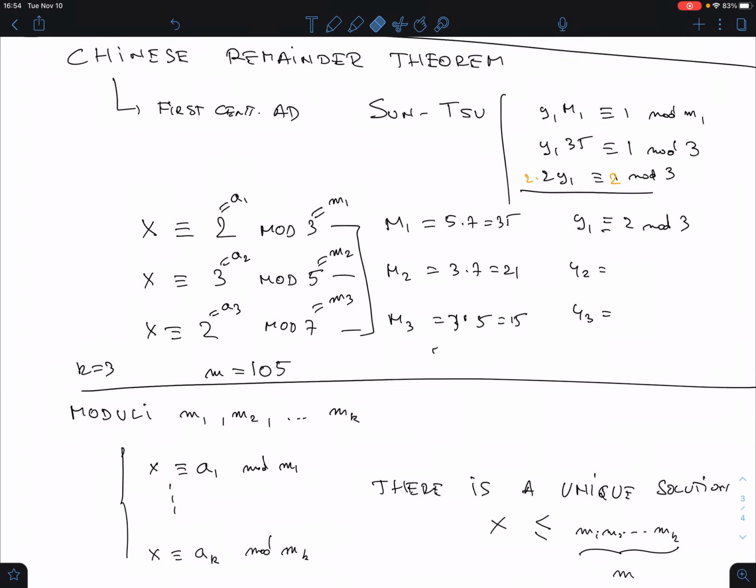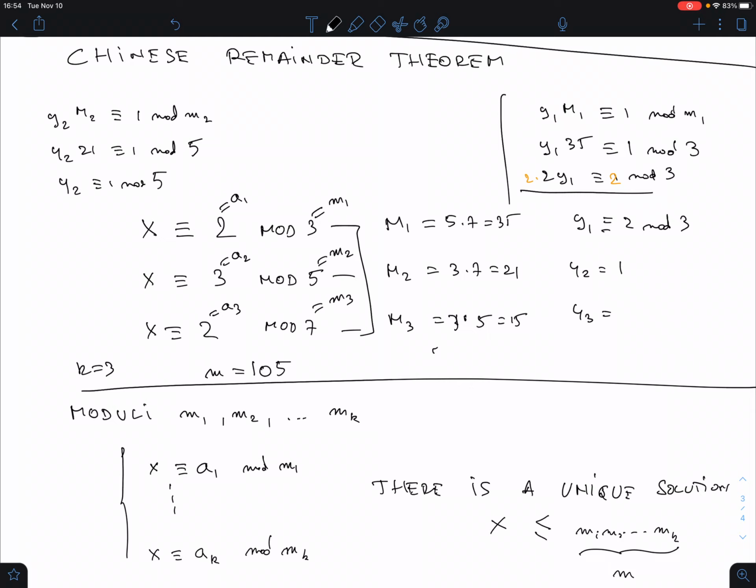I'm going to keep doing this here. So we now have to solve y2 M2 is equivalent to 1 mod little m2. What is everything? y2 we don't know yet. Capital M2 is 21, has to be equivalent mod, and our modulus is now 5. But 21 mod 5 is what? It's 1, right? There's nothing to do. y2 is equivalent to 1 mod 5. So we're there. We know what it is.